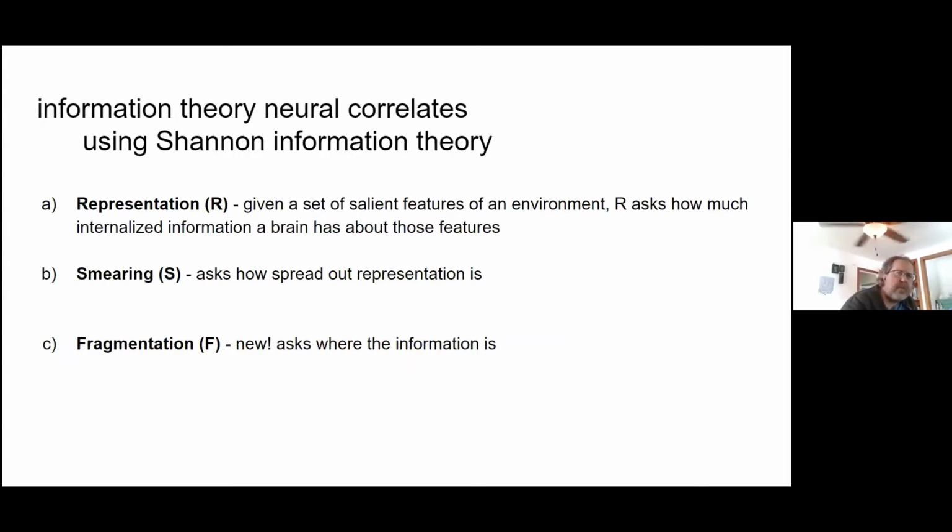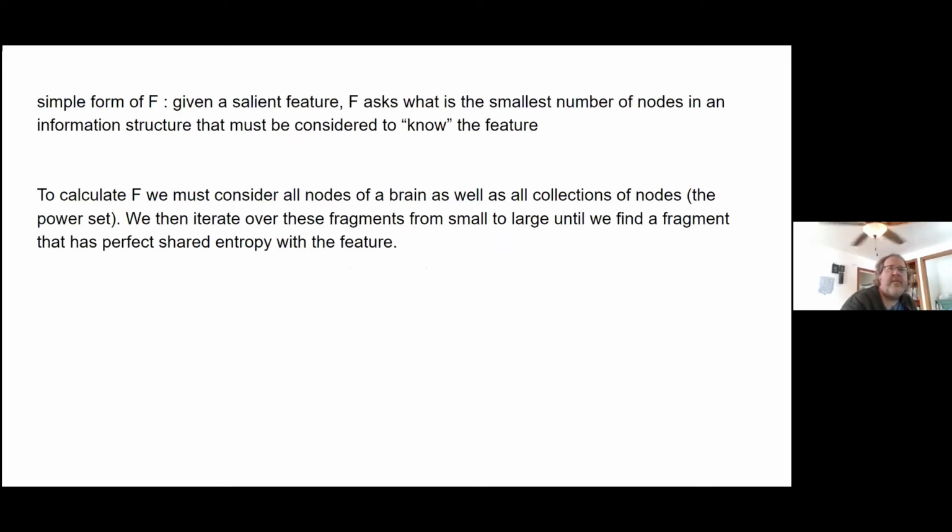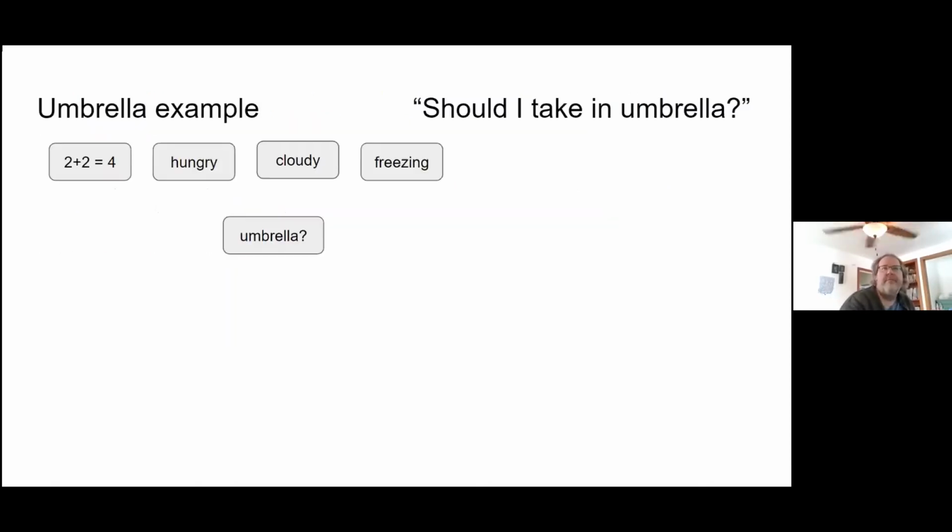There are two ways that we can talk about fragmentation. First, there's a simple form: if we're given a salient feature, some feature about the environment, fragmentation asks what's the smallest number of nodes in an information structure that must be considered in order to know the feature. In order to calculate, actually, I'm going to do this better. I'm going to give you an example. This is my umbrella example. And the question is, should I take an umbrella?